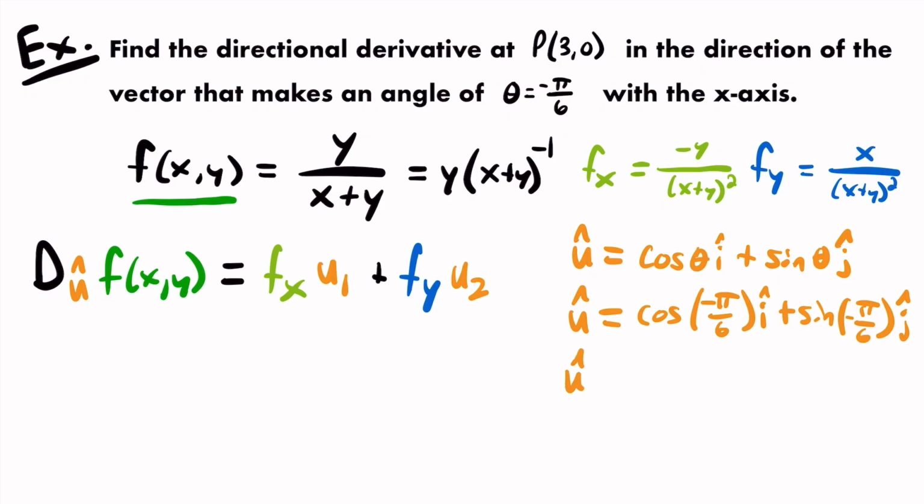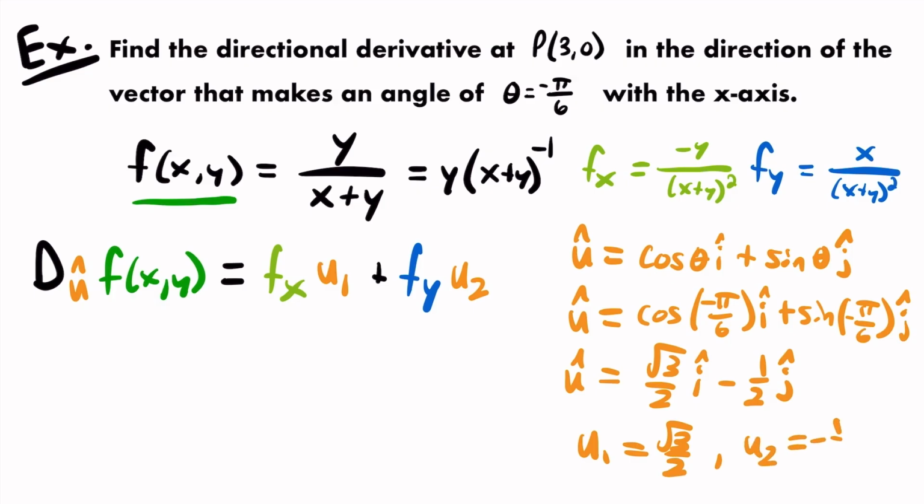And so simplifying, cosine of negative pi divided by 6 is the square root of 3 divided by 2, and so that's the x component. And then for the y component, sine of negative pi divided by 6 is negative 1/2. So instead of plus, we will have minus 1/2 times j. Okay, so the x component, u1, is the square root of 3 divided by 2, and the y component, u2, is negative 1/2. So now we have everything we need to set up this directional derivative.